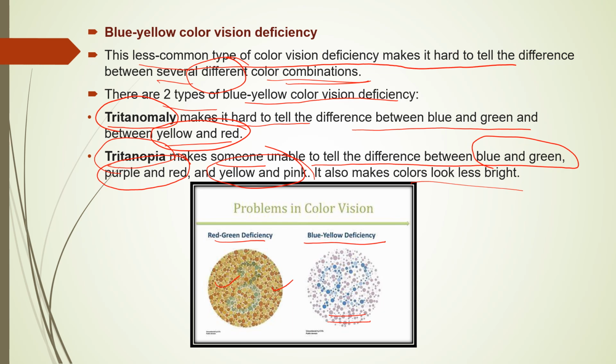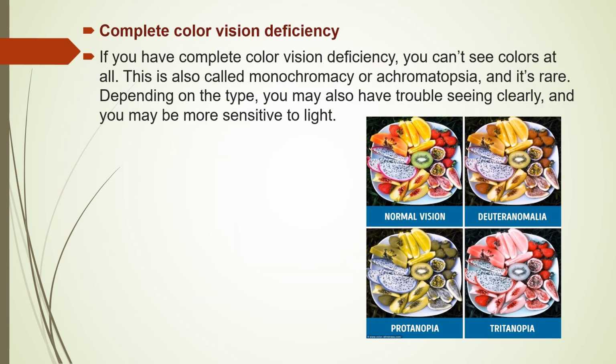Okay, so let us move on to the last part, that is complete color vision deficiency. What is it? If you have a complete color vision deficiency, you can't see the colors at all. So this is also called monochromacy or achromatopsia. That is a rare disorder, though depending on the type you may have trouble seeing clearly.